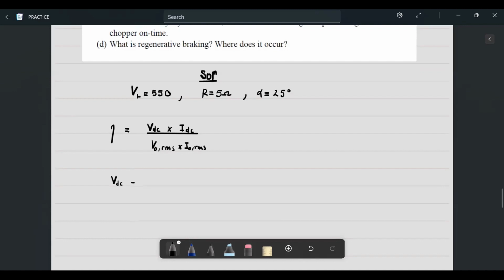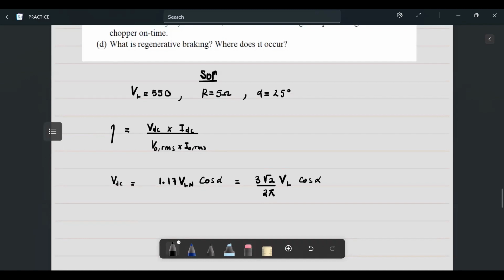So VDC for a three-phase half-wave controlled rectifier, of course controlled, means there are thyristors. This is given by 1.17 times V line to neutral times cos alpha, where alpha is the firing angle. If you don't want the simplified one, then this is 3√2 divided by 2 pi times V line, the line voltage, times cos alpha. It's the same thing, so it depends which one you want to use.